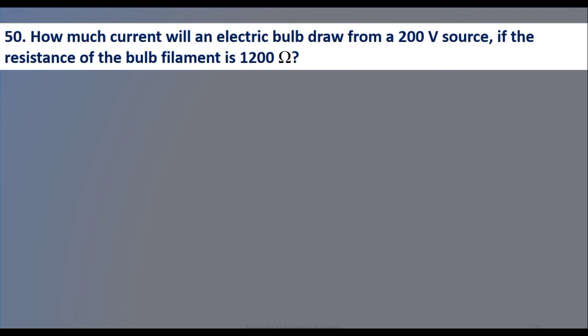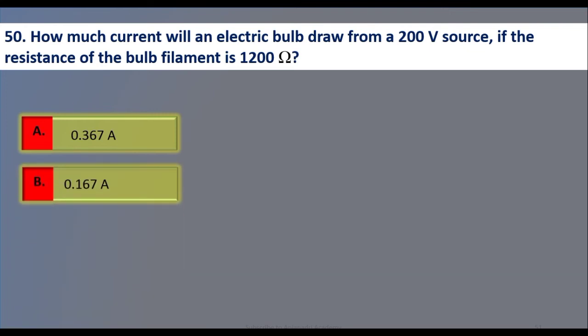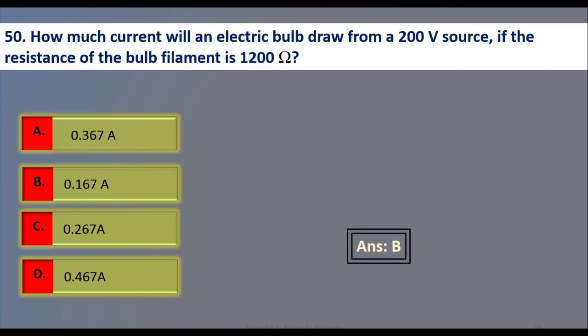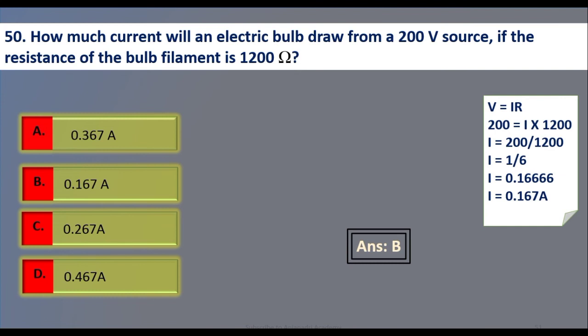How much current will an electric bulb draw from the 200 volt source if the resistance of the bulb filament is 1200 ohm? Just apply Ohm's law, that is V is equal to IR. V is 200, divided by 1200. We get current, that is 200 divided by 1200, which is 1 by 6, means 0.167. Therefore option B is the right answer. Just apply Ohm's law, and we'll get the answer.